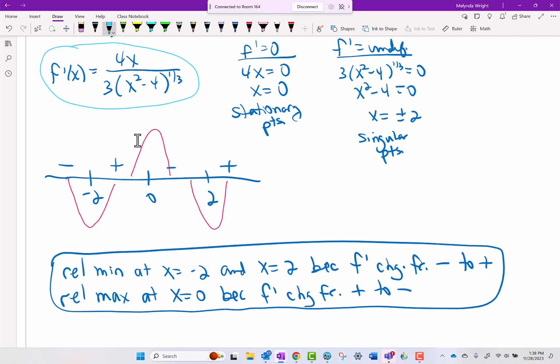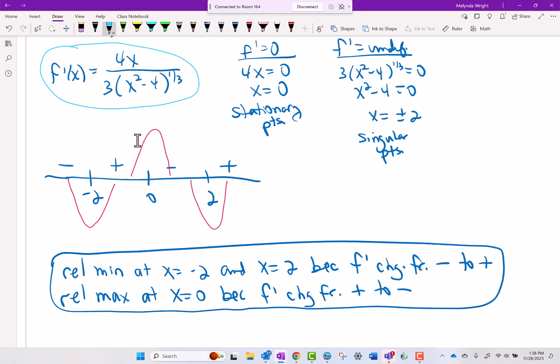Are you just, with the stationary and singular points, were you just showing us how you would find them? Yes, that's how we find our critical numbers. If we have a fraction, we set the top equal to 0 and the bottom equal to 0. The top equal to 0 gives us our stationary points, that kind of critical number. The bottom equal to 0 gives our singular points, that kind of critical number.